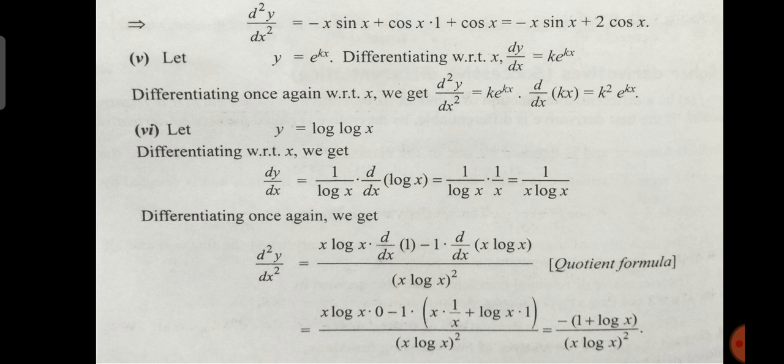Log of log x: that is 1 by log x into the derivative of log x, which is 1 by x, so dy by dx is 1 by x log x. Then you have to find the next derivative. Differentiate dy by dx one more time to get d square y by dx square. The quotient formula is used there. The answer is minus (1 plus log x) by (x log x) the whole square.